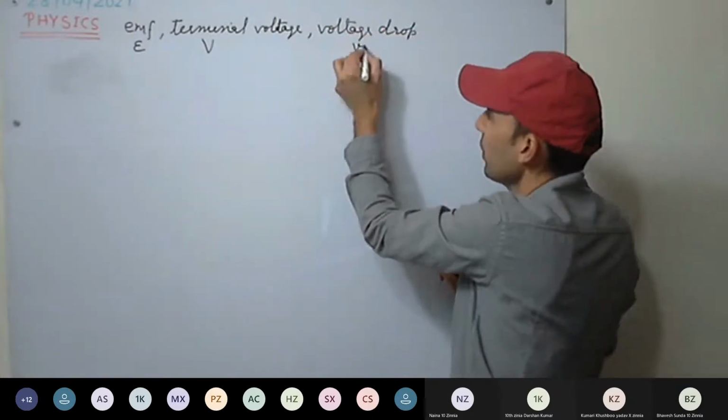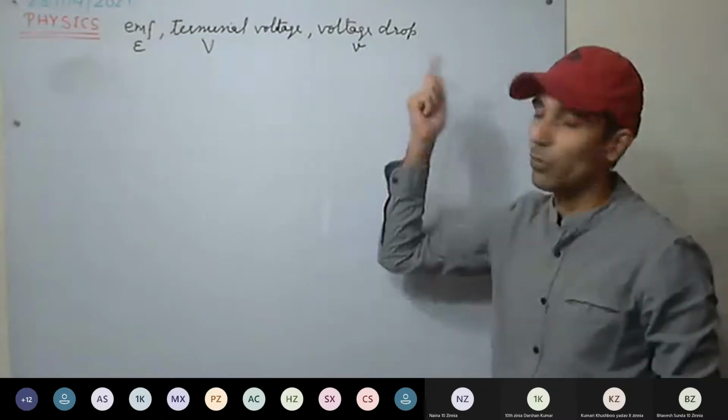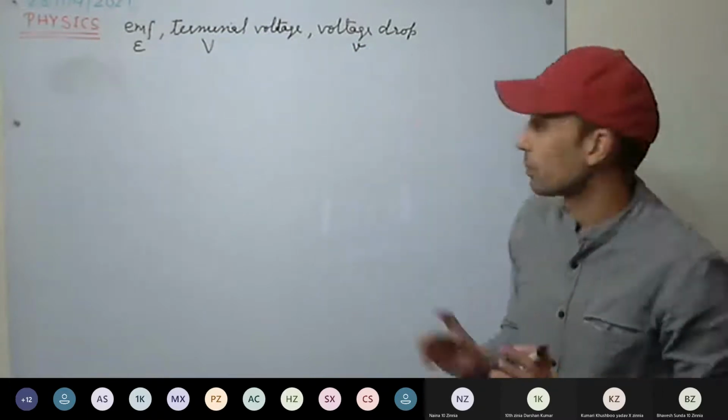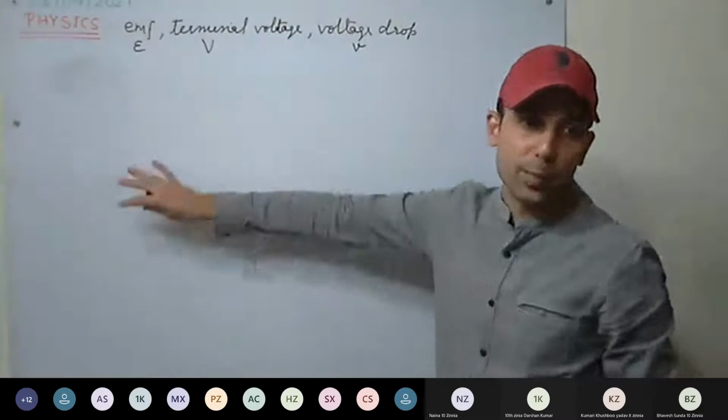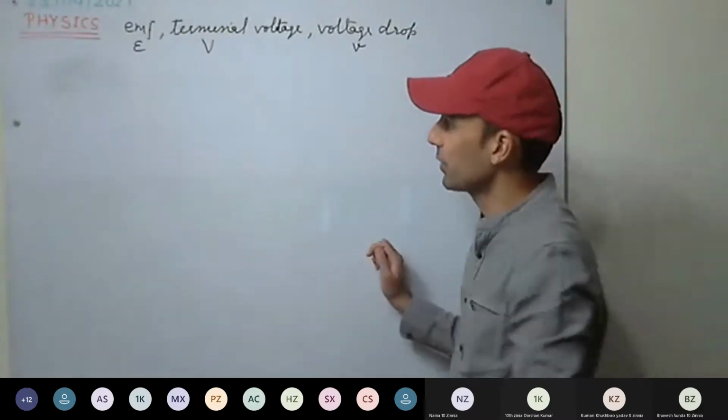We will be discussing them all again: EMF, terminal voltage, and voltage drop. We have discussed all the phenomena on how the current flows and how the electrons flow, inside the cell we have discussed.